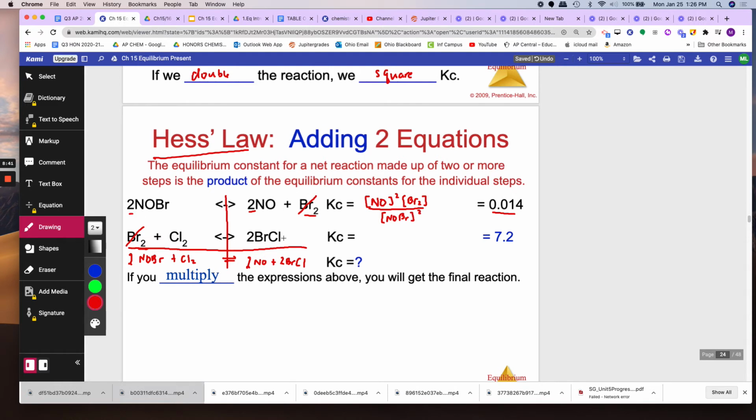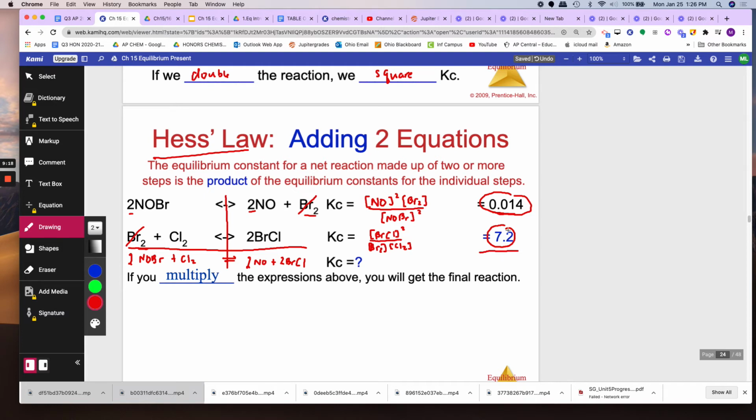Now the Kc for the second reaction would be BrCl, this right here, squared, over Br2 and Cl2. Okay, so you got the Kc for this one is 0.014, you got this Kc for the second reaction is 7.2. What is the Kc for the bottom one then? Okay, so do you think you should add them? Do you think you should multiply? Do you think you should subtract?